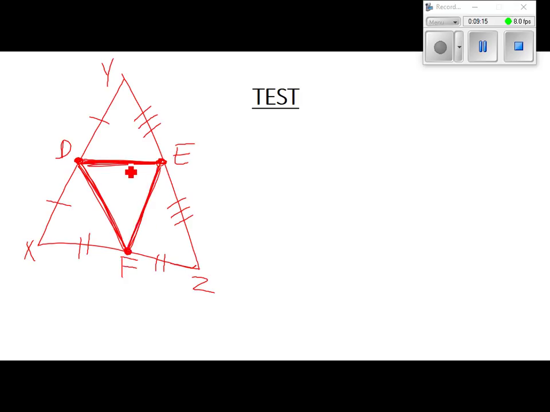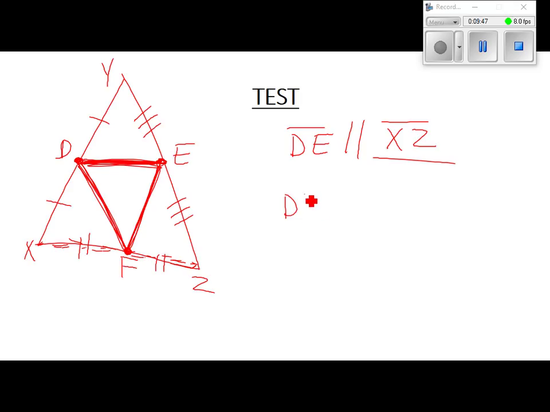What do I know about this mid segment right here and how it relates to that bottom side? It's parallel, that's true, and it's half of it, right? So let's look. They wanted DE is parallel to what? XZ would work. There are other ways you could have named that one. You might have named it XF, FZ, or ZX, whatever it says.